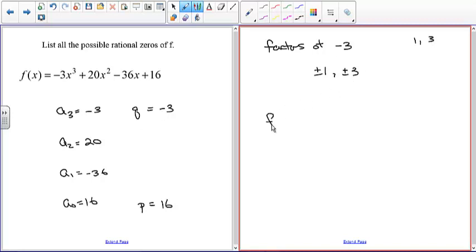And then you can do the same thing with the factors of 16. So that's going to be 1 and 16, 2 and 8, and 4 and 4. So those are the factors. So we can use plus or minus 1, plus or minus 2, plus or minus 4, plus or minus 8, and plus or minus 16.